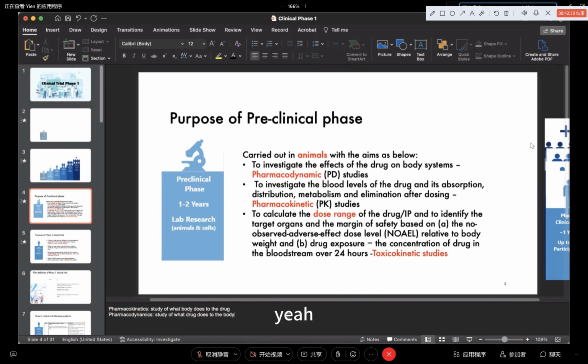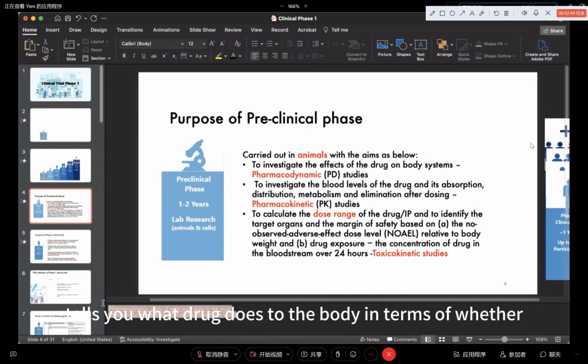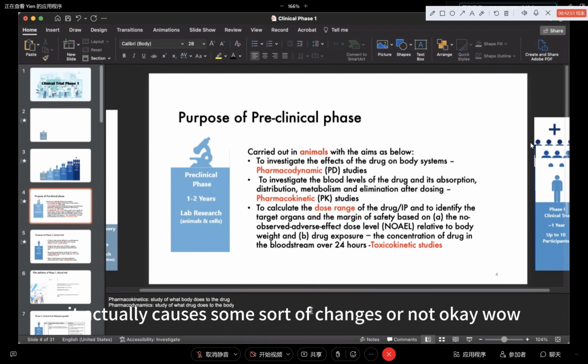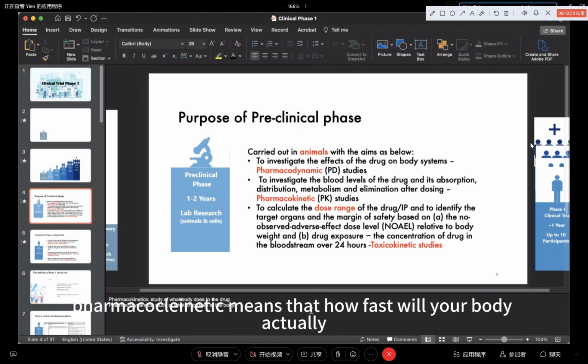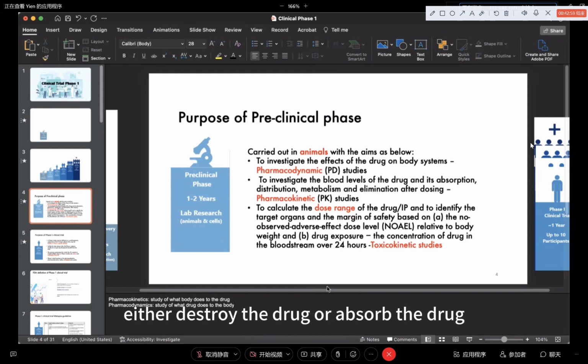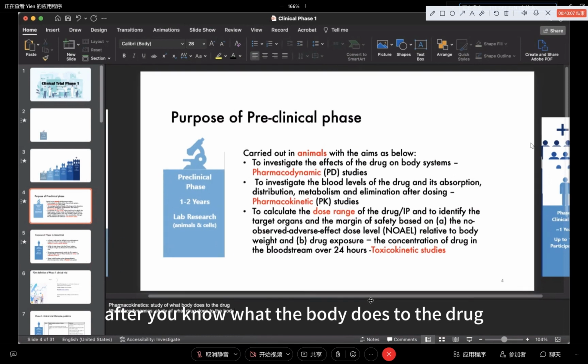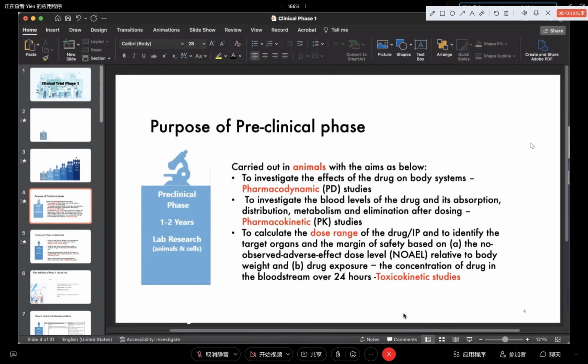Yes. So pharmacodynamics basically tells you what the drug does to the body in terms of whether it actually causes some sort of changes or not. While pharmacokinetic means how fast your body will either destroy the drug or absorb the drug. So what the body does to the drug. Okay. Now, after you know what the body does to the drug and what the drug does to the body, you will also want to know whether it's going to be toxic to the body or not. So that is why these 3 key things are important.